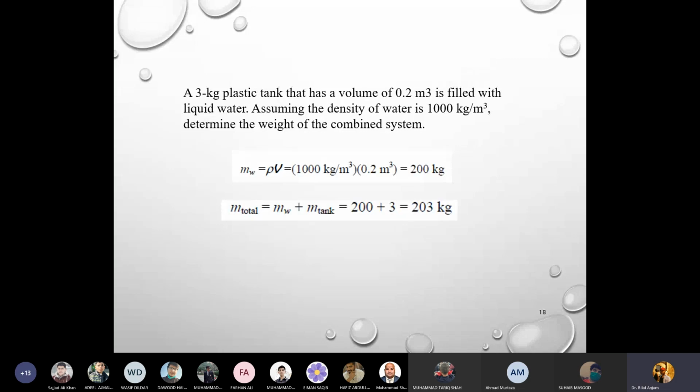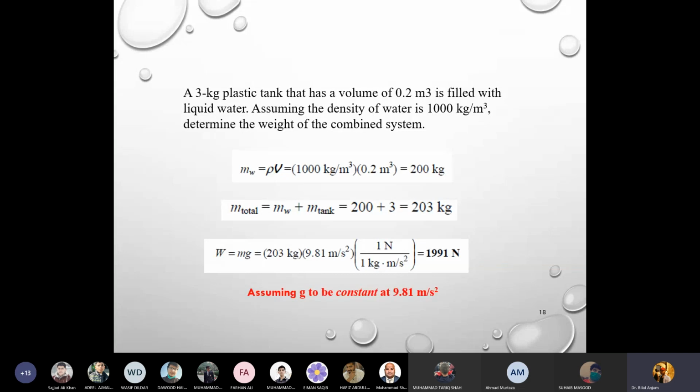What does the statement say? Determine the weight of the combined system. How would you find out the weight? Multiplied by 9.81. But the point to highlight over here is that if you have missed out this assumption, I'll not consider it correct. You have assumed that the value of g is 9.81. And based on that, you have found out the value, 1991 newtons.